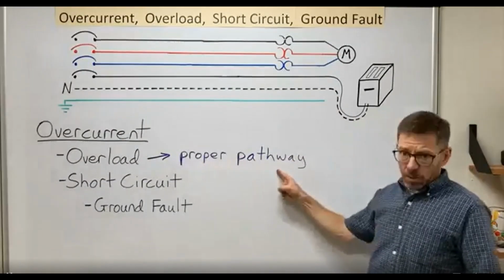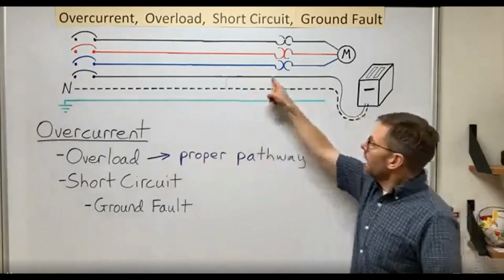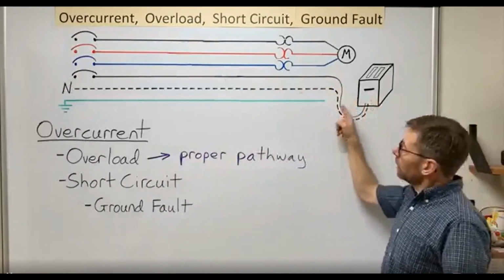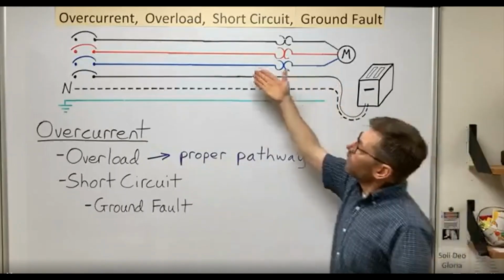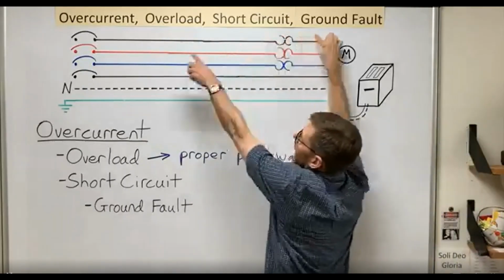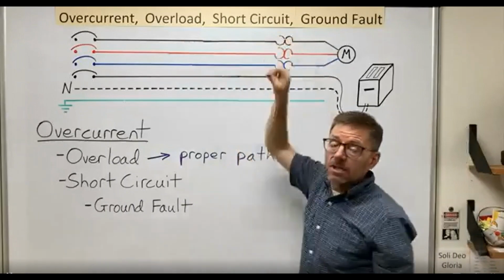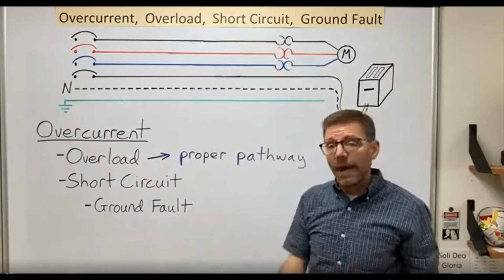By proper pathway, I mean that the current is going down the hot, through the load, and back to neutral. Back and forward, it is AC. Or in a multi-phase situation, it's going back and forward on the appropriate conductors in the intended way.